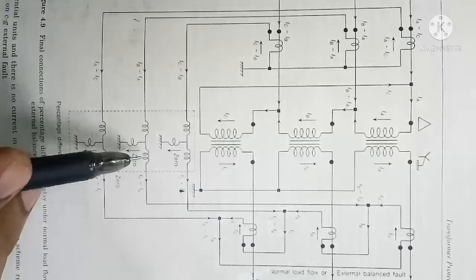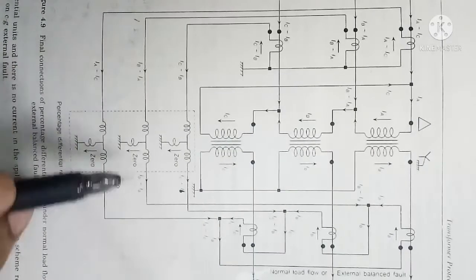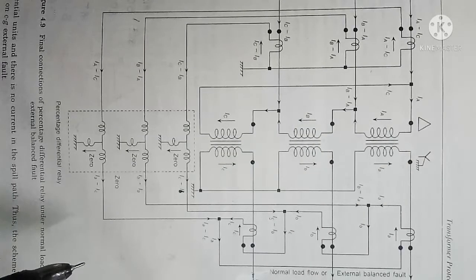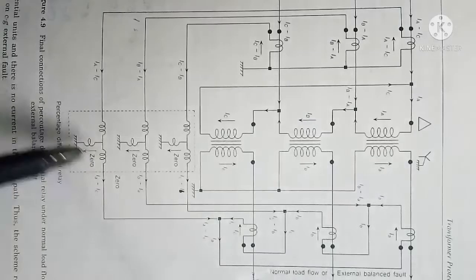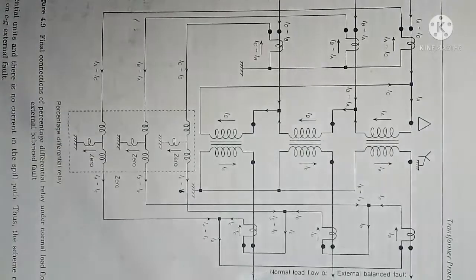And the currents flowing through the second part are IB minus IA and IB minus IA. In the third part, the currents flowing are IA minus IC and IA minus IC.